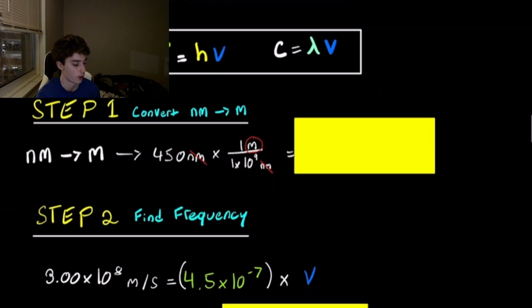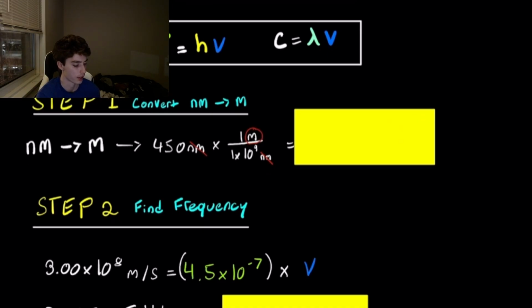So step one, what is 450 nanometers in meters? What is 1 meter equal to in nanometers? 1 meter is equal to 1 times 10 to the 9th nanometers. If you watch my dimensional analysis video, you know how this works. You put the given, sometimes I like to write it over 1. I didn't in this scenario, but sometimes you can. So it'd be 450 nanometers.